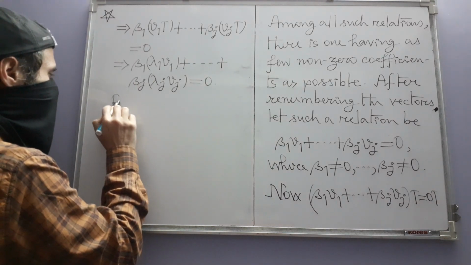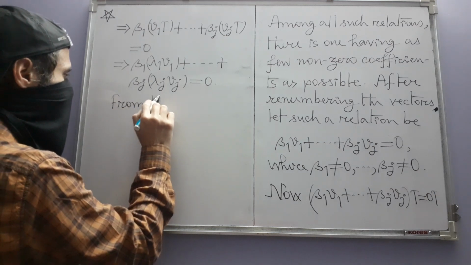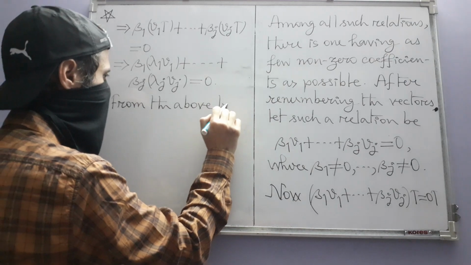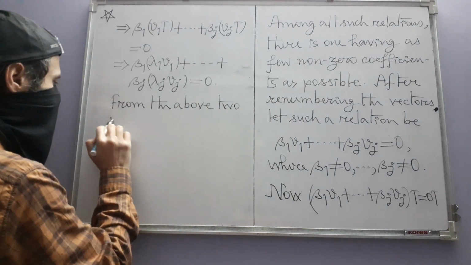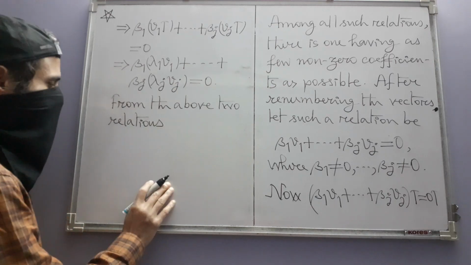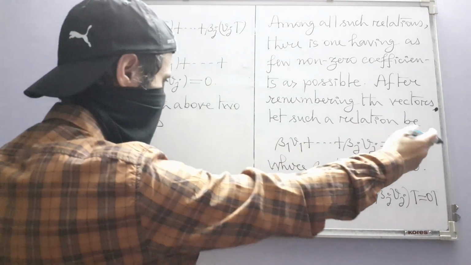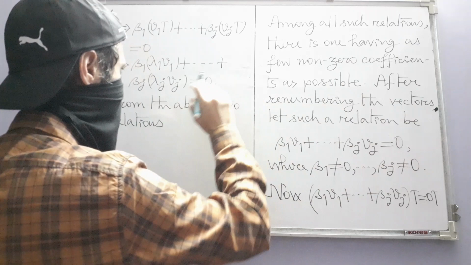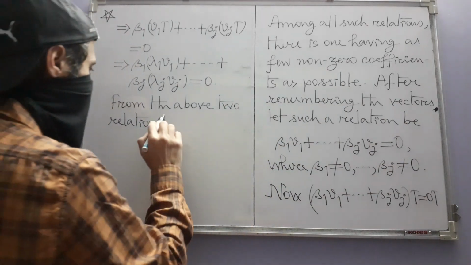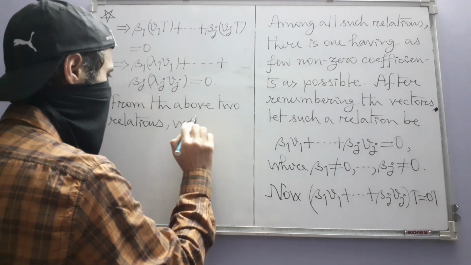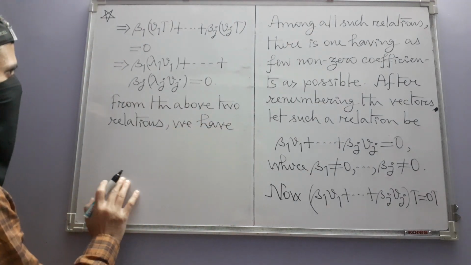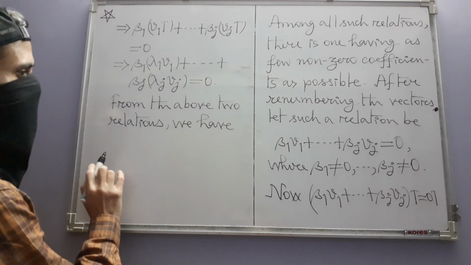From the above two relations, you know which relations I am talking about. If you want, you can give numbers here. Say this is 1, this is 2. 2 minus lambda 1 times 1. We have this. So if we actually do that, what are we going to get?